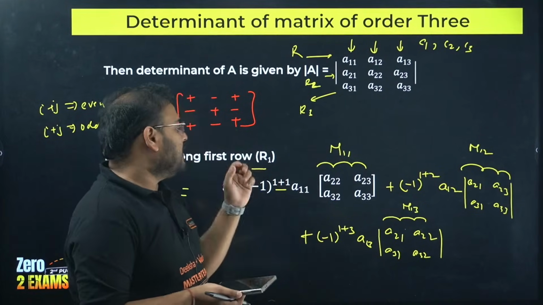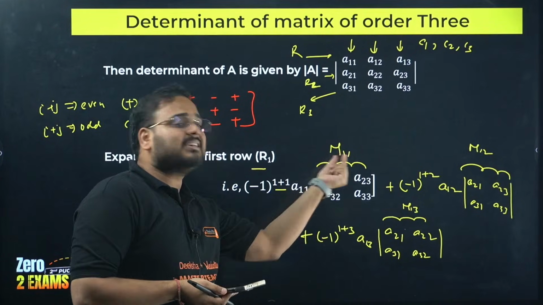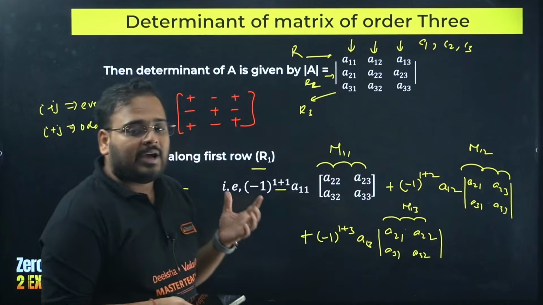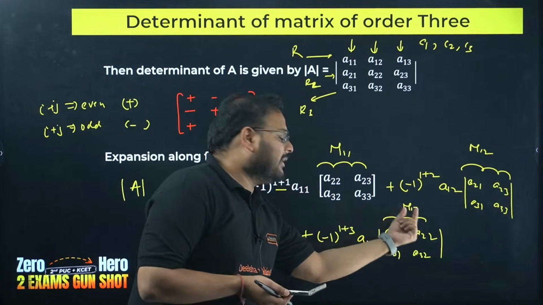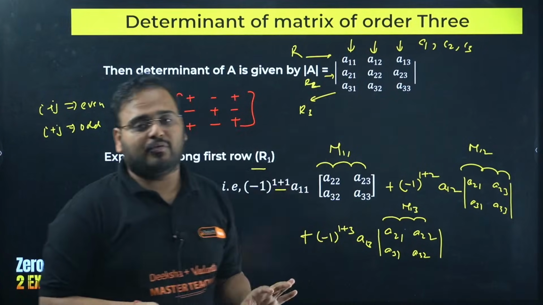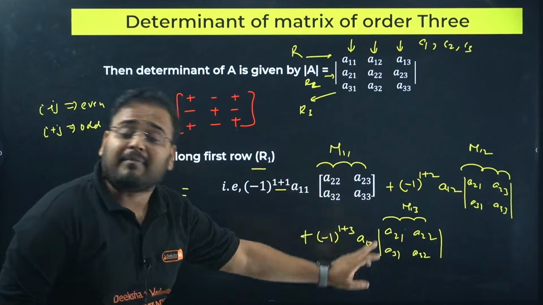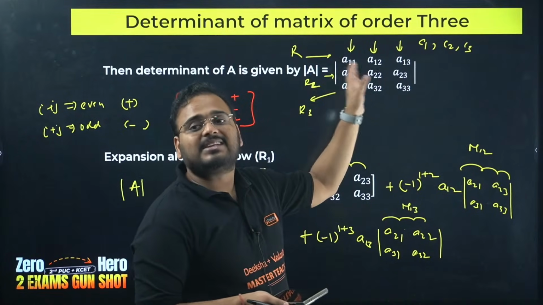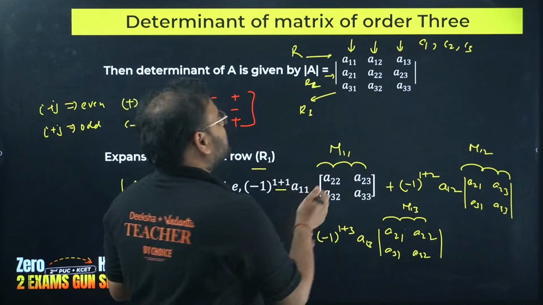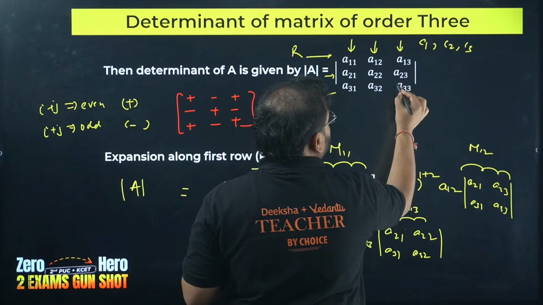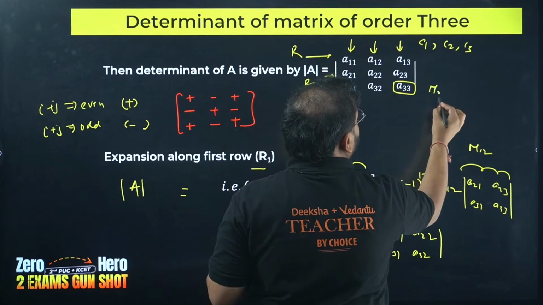You can see that for every element there will be one minor. For the element A11, the minor is M11. For the element A12, the minor is M12. And for the element A13, the minor is M13. Likewise, we have 9 elements, so we will have 9 minors. How do you find that? Let's say I want to find M33, the minor of the element A33.